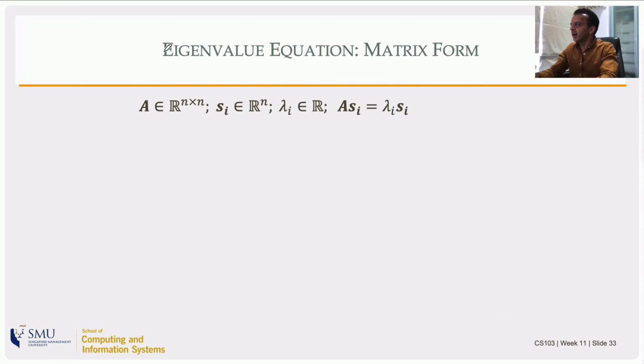What we do is we start with the eigenvalue equation, A times s_i is equal to lambda_i times s_i.